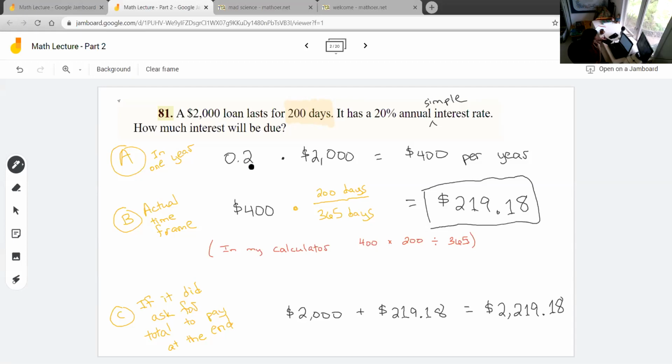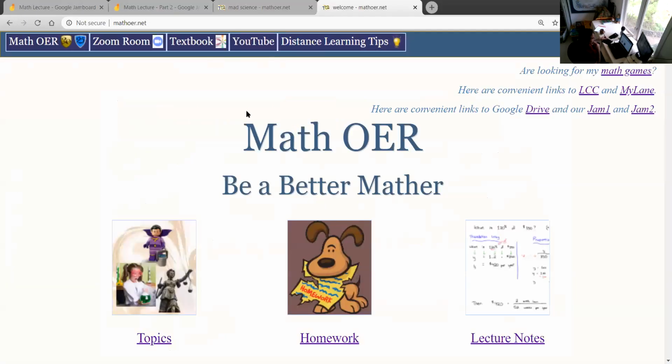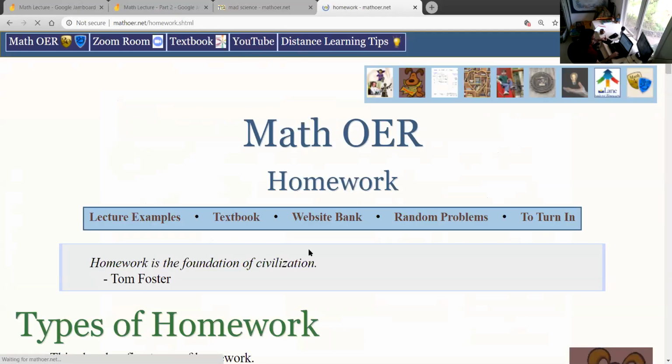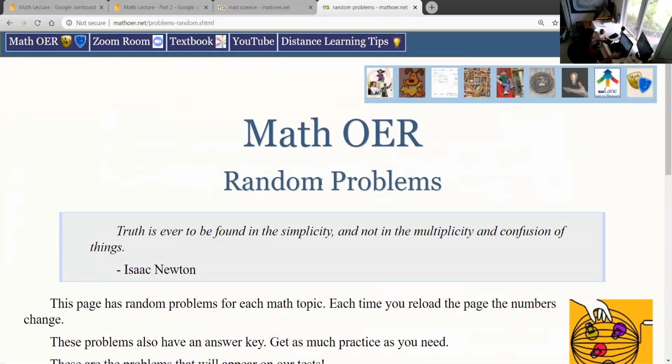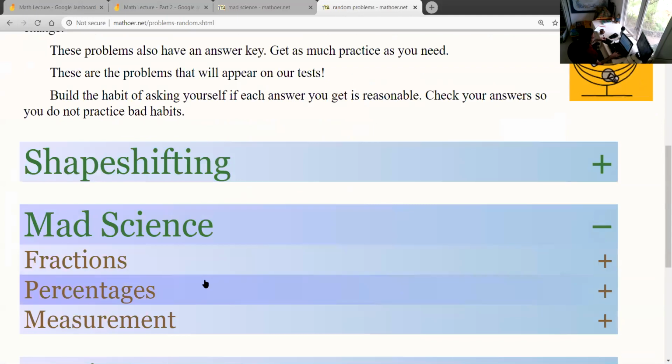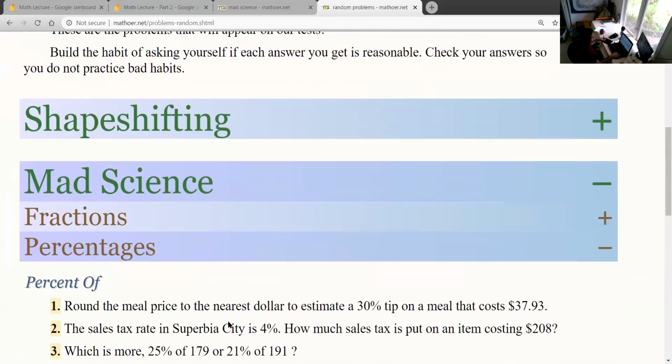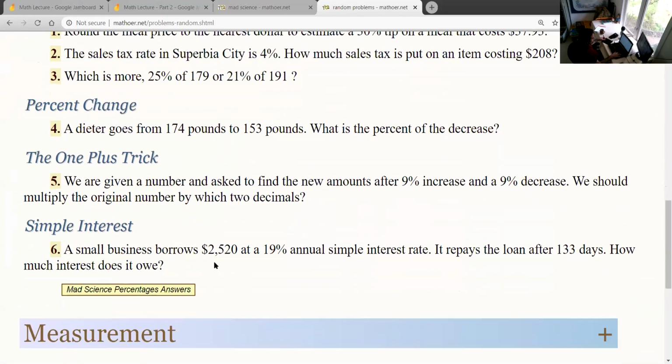But no one borrows a payday loan for an entire year, so you shrink it to be 20 days or whatever your payday loan actually is. Let's look at the homework. For the random problems, a small business borrows this amount. If it was a year, it would be 19%, but there's just a few days, exactly what we did.